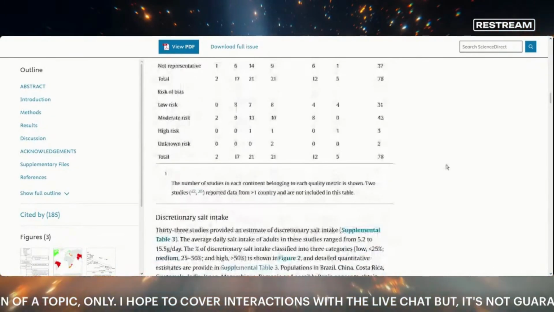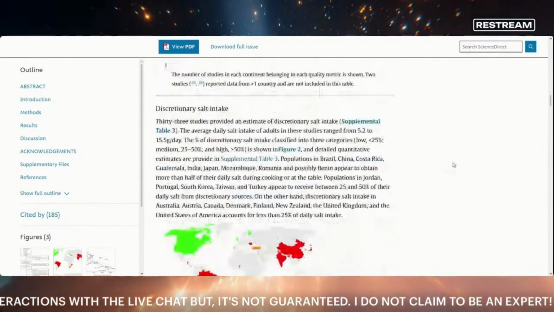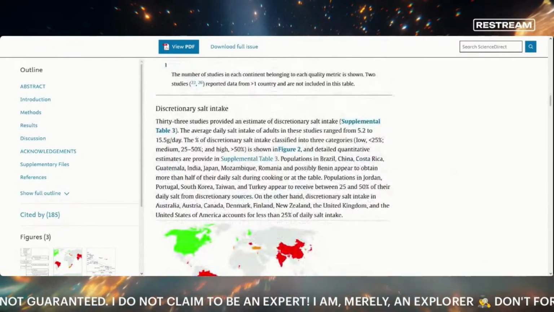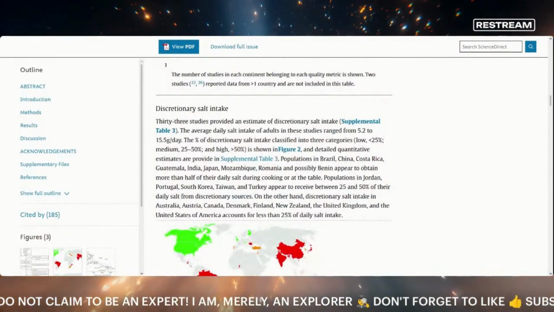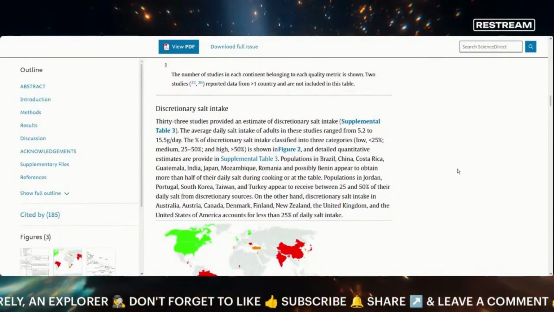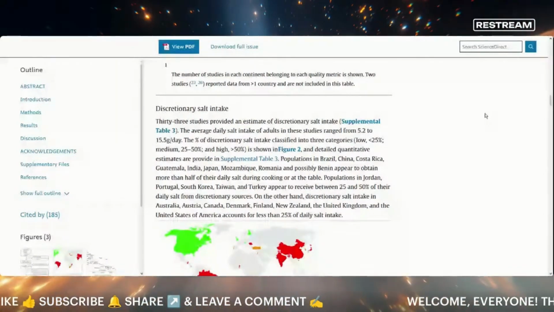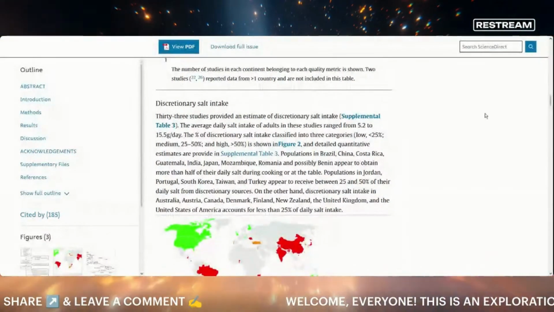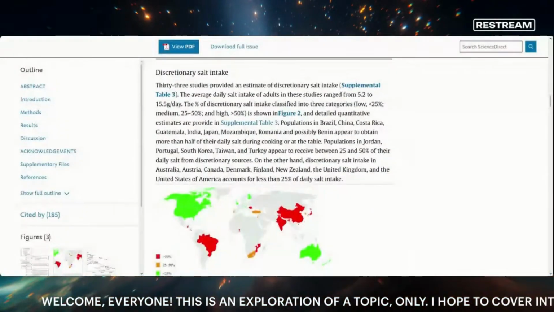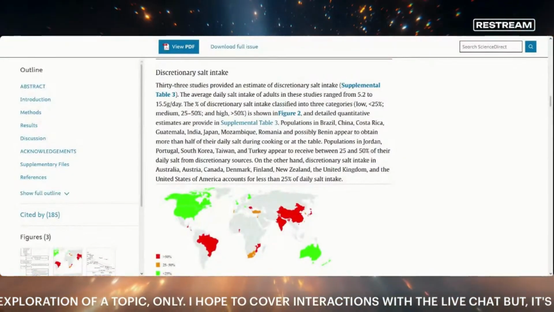The number of studies in each continent belonging to each quality metric is shown. 2 studies reported data from more than one country and are not included in this table. Discretionary salt intake. 33 studies provided an estimate of discretionary salt intake, supplemental table 3. The average daily salt intake of adults in these studies ranged from 5.2 to 15.5 grams per day.